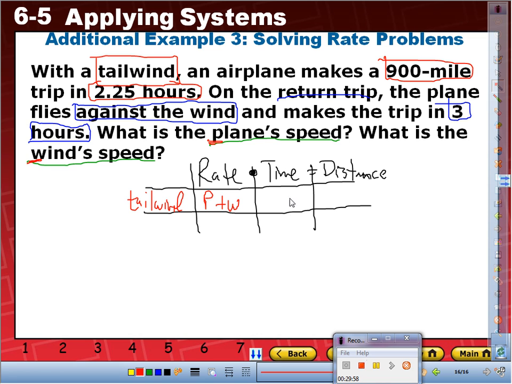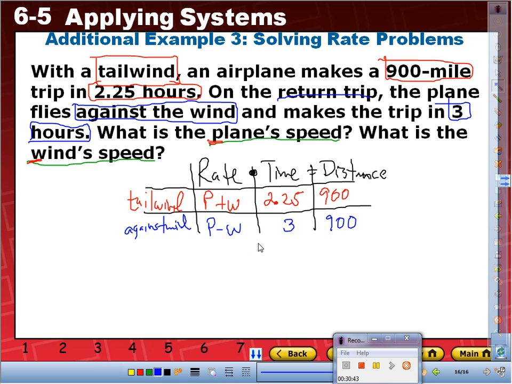How long did that trip take? 2.25. And what was the total distance? 900. Okay. So, against the wind. If it was with the wind, it increased. So what happens against the wind? It decreased. So P minus W. How long was that trip? 3 hours. And what was the distance, everyone? 900, because it's the same distance on return.